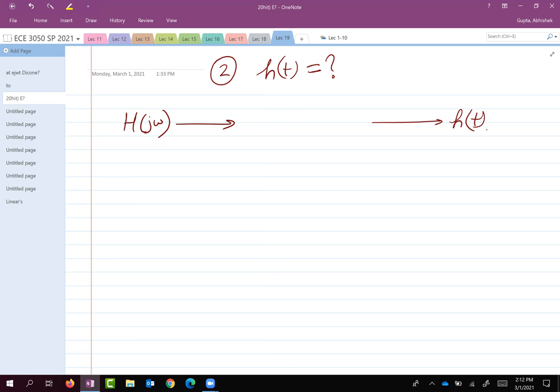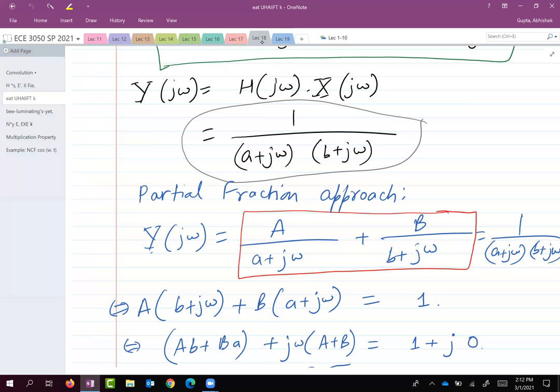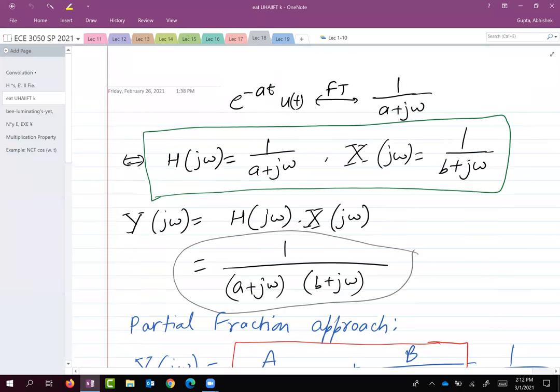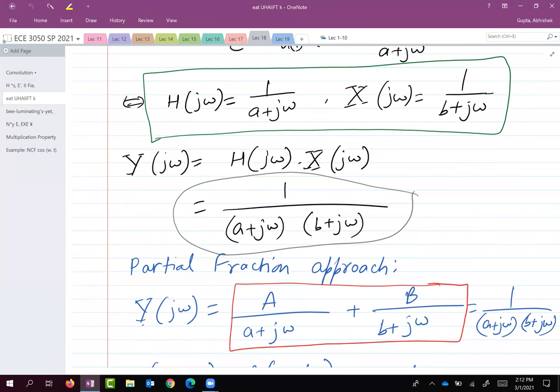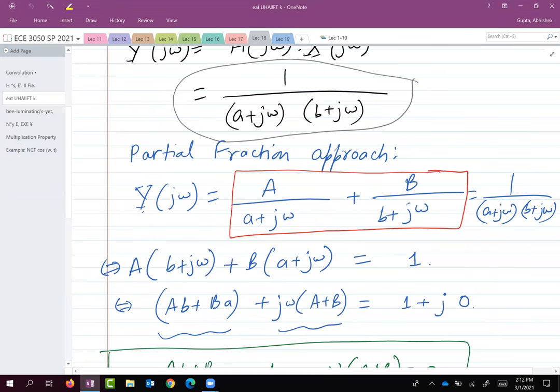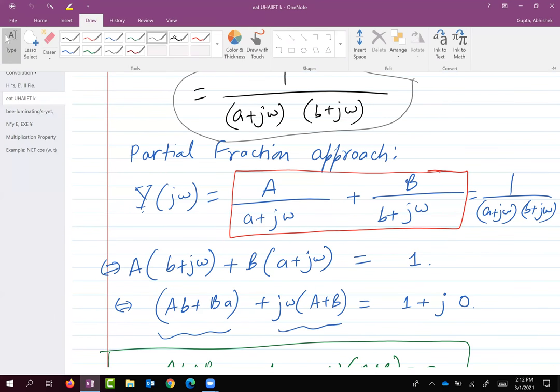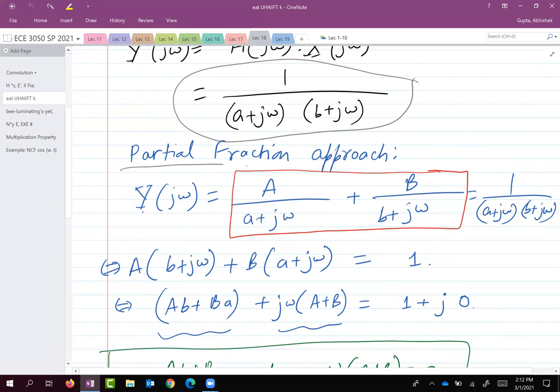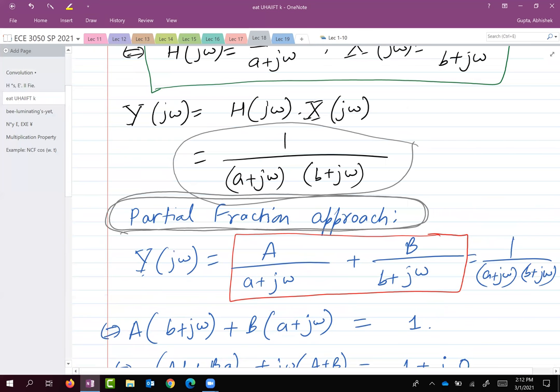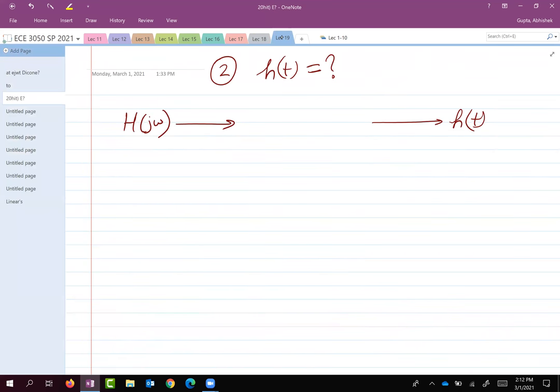So let me remind you, let me go back to lecture 8. I wanted to compute the y of j omega. What did I do? I wanted to compute y of j omega and I used partial fractions, right? I computed the expression for y of j omega and then I applied the partial fraction approach. So that's the thing I'm going to do.